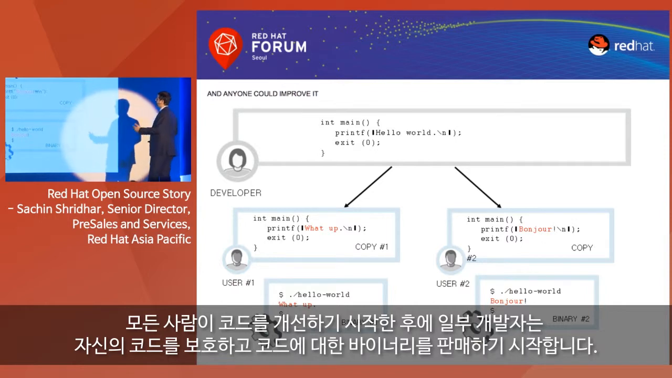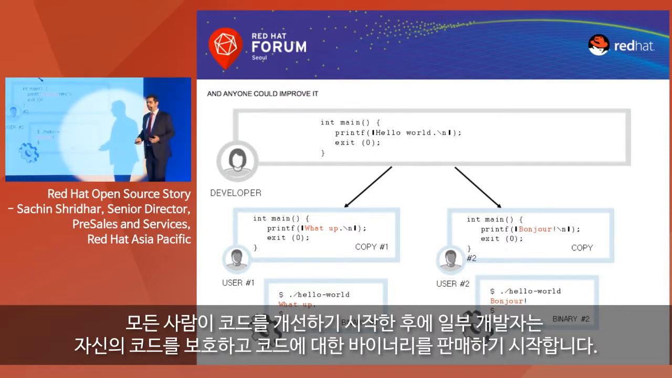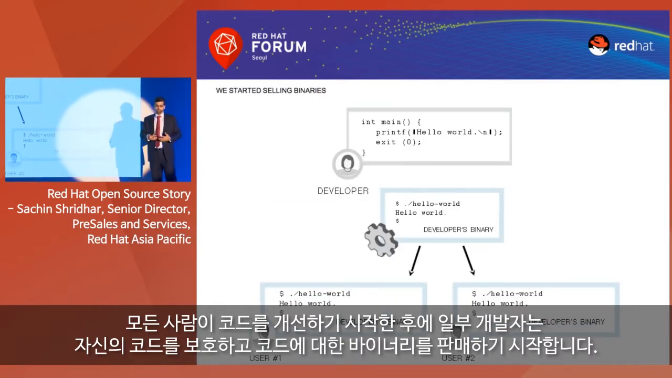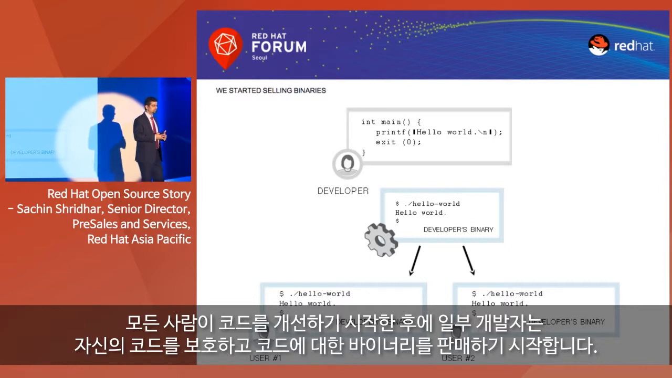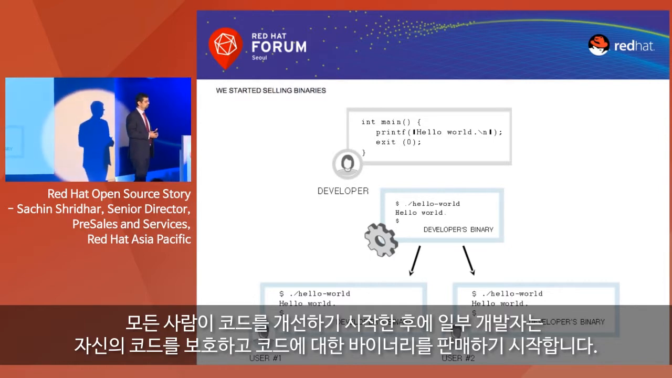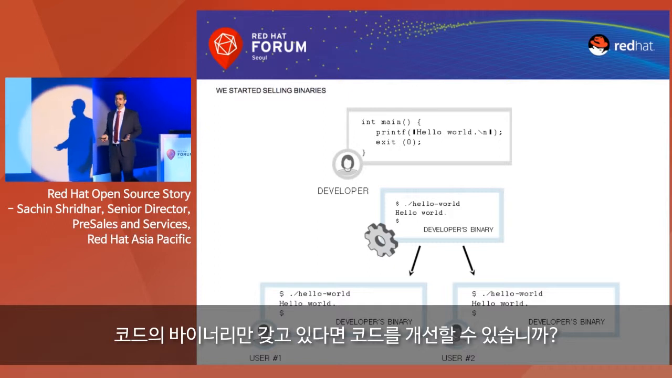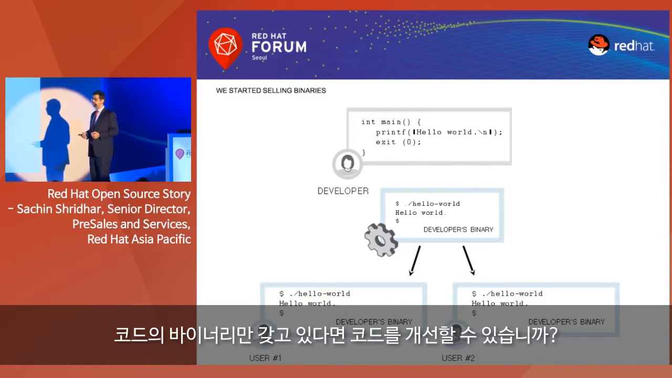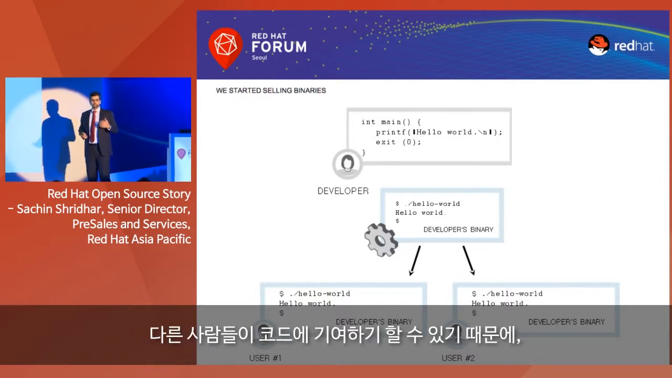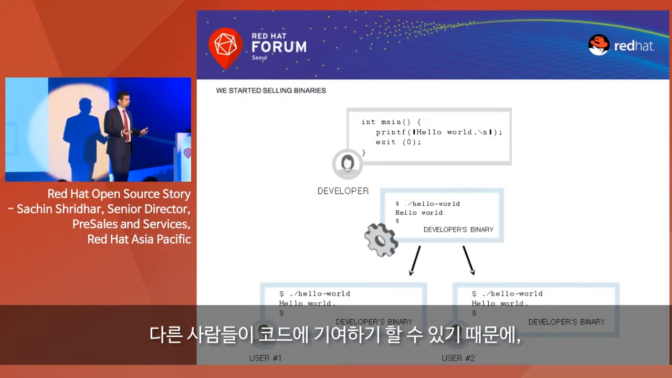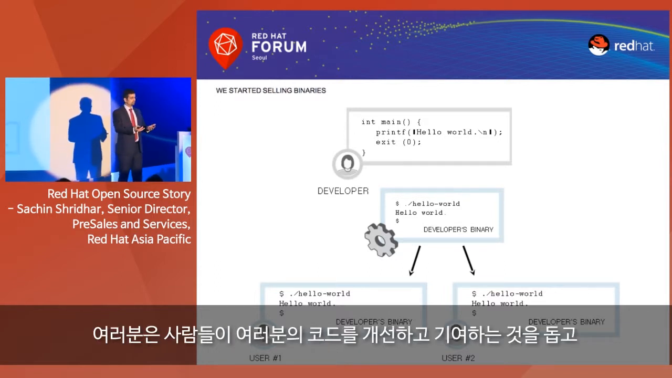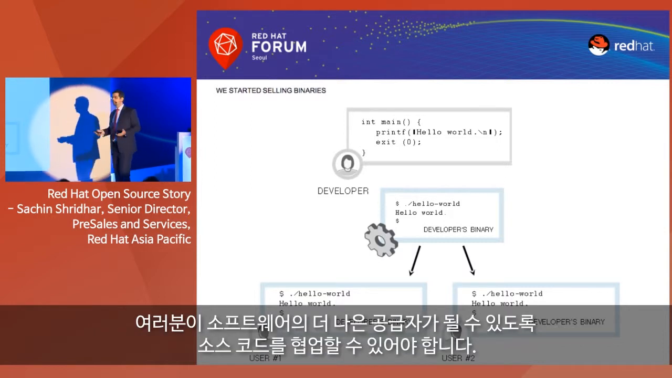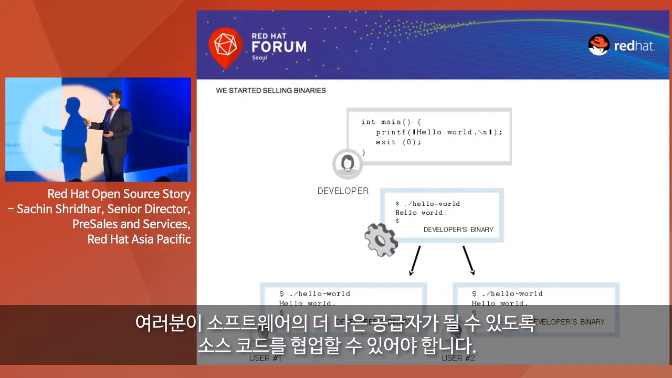What happened after everyone started to improve the code is that some developers then started to protect their code and sell the binaries for their code. But if you only have the binaries of the code, can you improve the code? So you need to be able to collaborate on the source code for people to help you improve your code, to contribute to your code, and for you to become a better provider of software because other people can contribute to it.